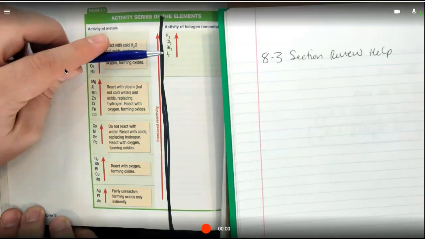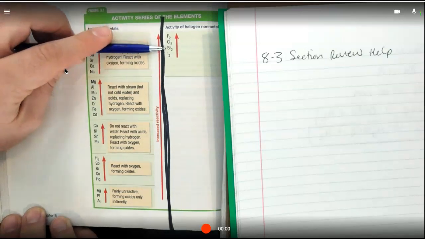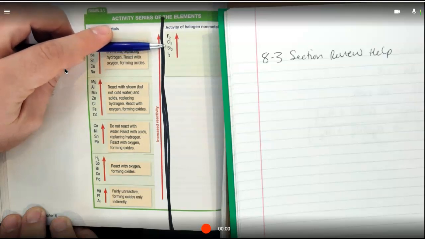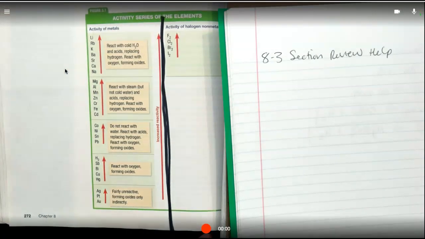Same thing with the halogens. Remember, there's no crossover here. There's a line down the middle. So bromine can replace iodine because it's below it, but bromine cannot replace anything above it. Bromine cannot replace these two. Bromine can only replace iodine in this case.